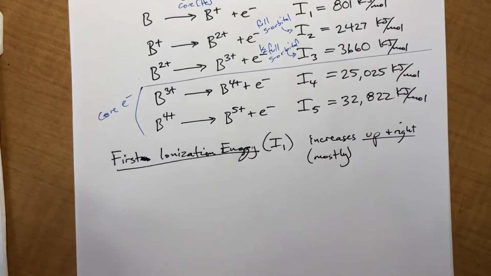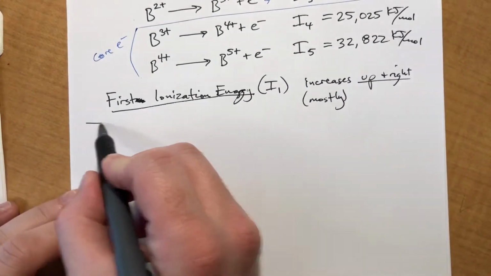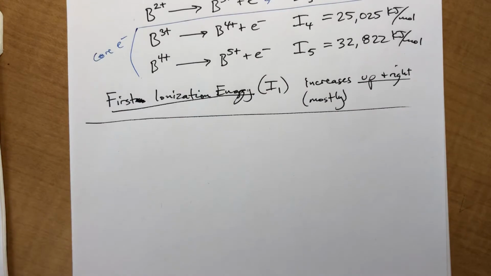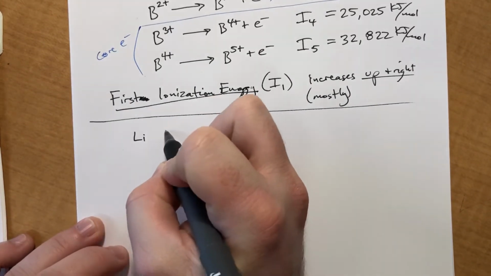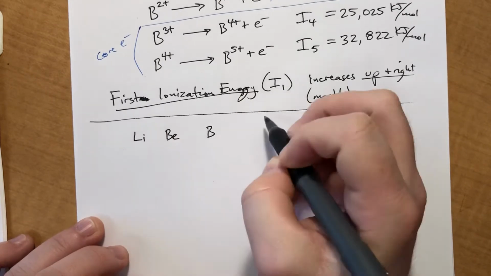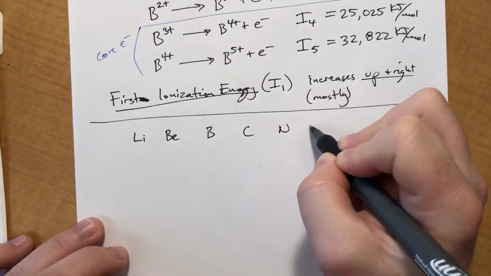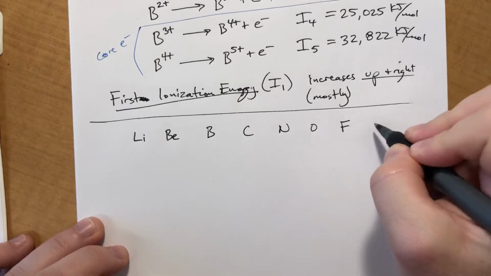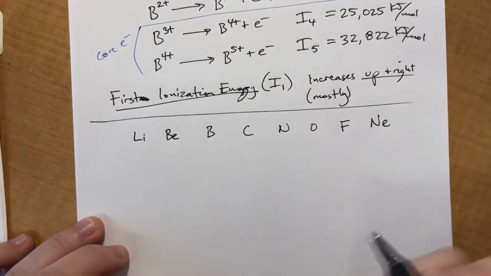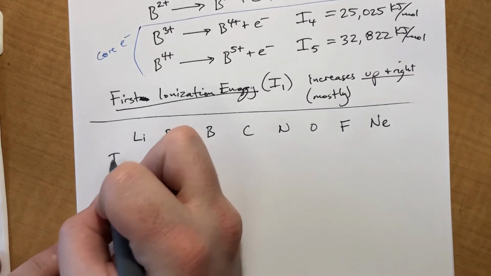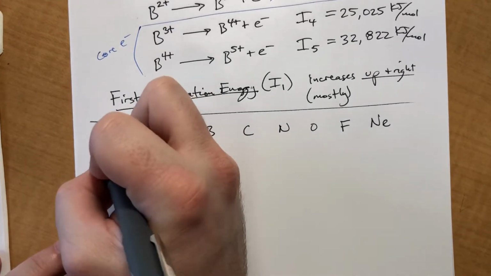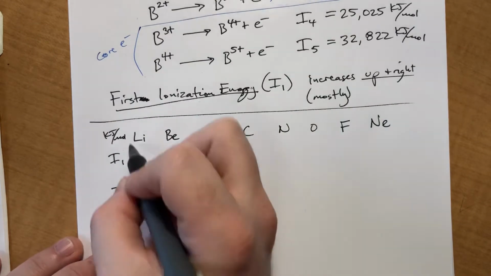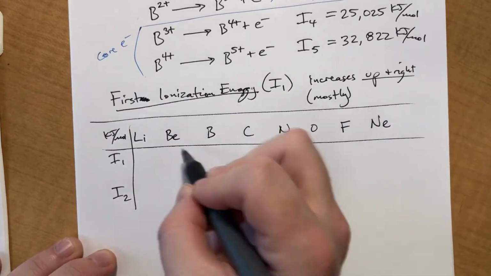Okay, so it's still a table of data. I did not make any of these numbers up. You do not have to memorize the numbers. We're just looking for trends. Okay, so we have lithium, beryllium, boron, carbon, nitrogen, oxygen, fluorine, and neon. Okay, we're going to be looking at I1 and I2, and these values are going to be in kilojoules per mole. I'm going to try to make a little grid here.